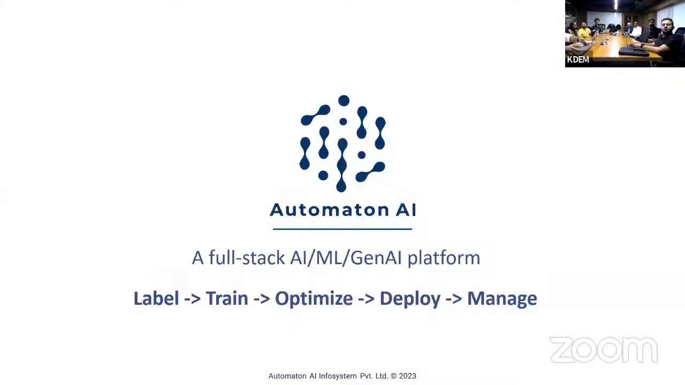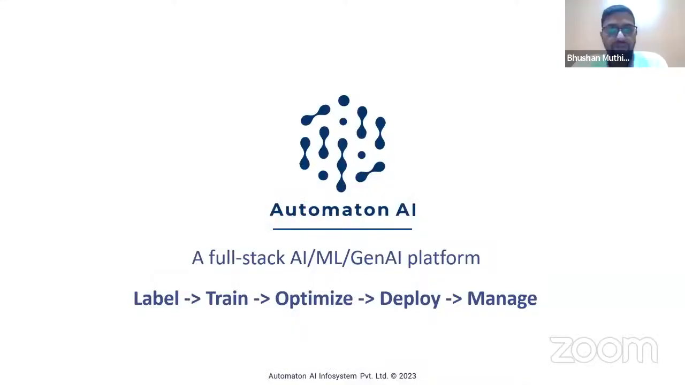Yeah, go ahead. Great. So hello everyone, I'm Bhushan Muthian. I'm founder and CEO of Automaton AI. At Automaton AI, we are a full stack AI, ML and Gen AI platform. So anything and everything related to deep learning on unstructured data is what we are working on. All the way from labeling till training, deployment and optimization, everything is managed in one single platform.